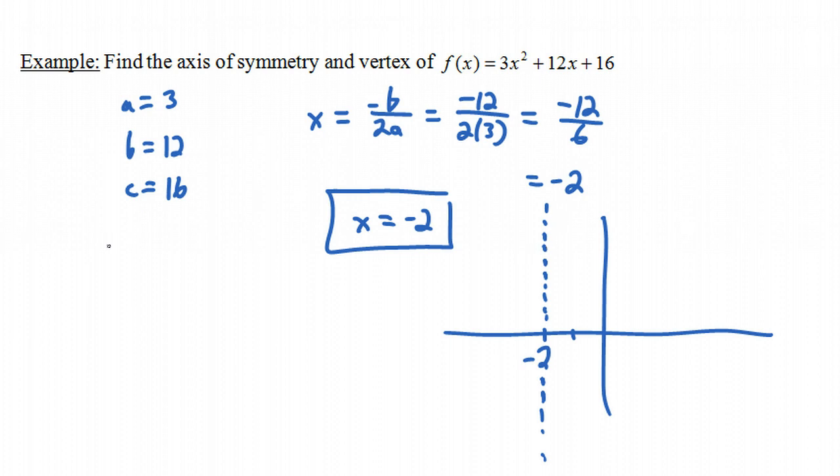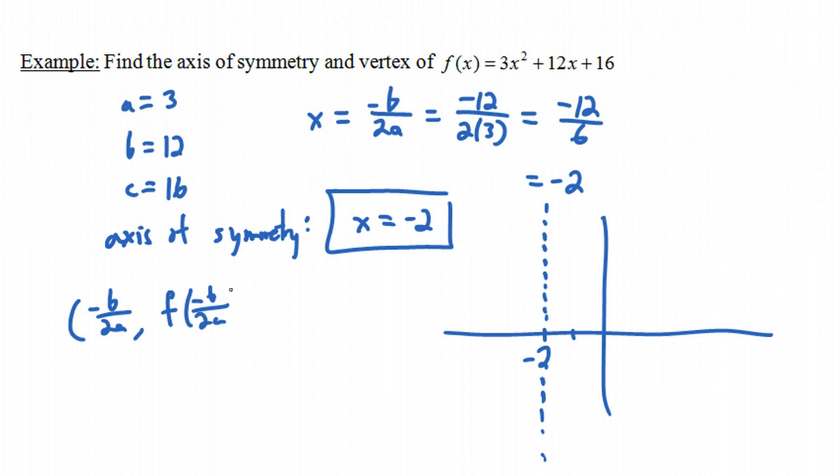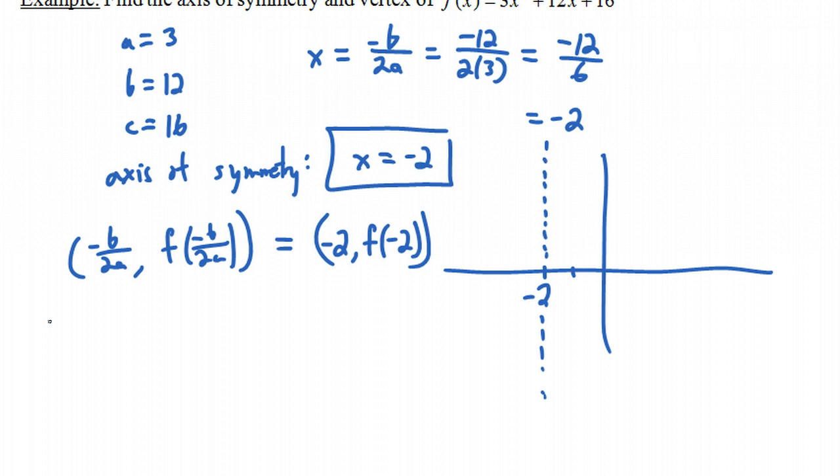Now the question is, what is the vertex? Well, it has the coordinates (−b/(2a), f(−b/(2a))). But actually, −b/(2a) was just −2. So it's (−2, f(−2)). That's what the vertex would be. Now, the one question left is, what is f(−2)?